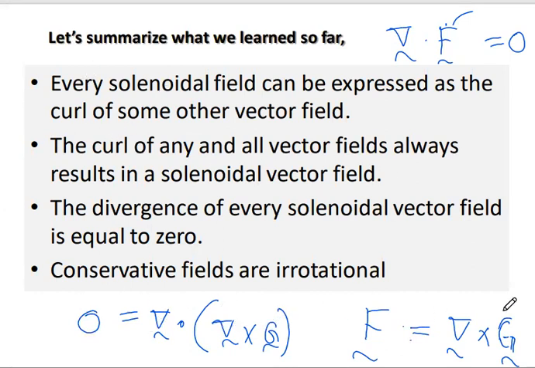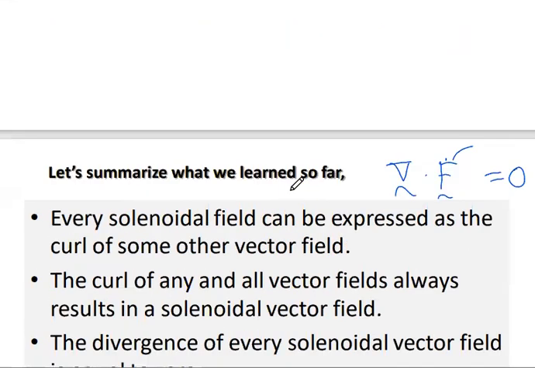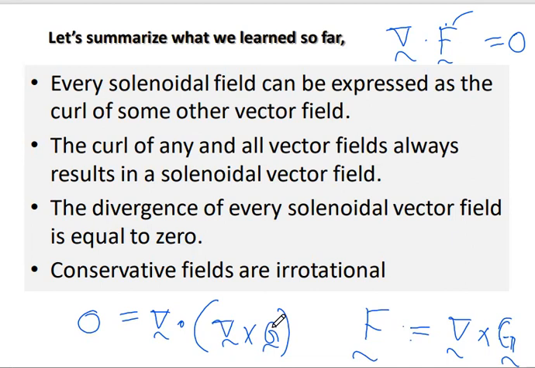If this is continuously differentiable, and curl of any vector field, because divergence of curl of any vector field is always zero. That's true. Divergence of every solenoidal vector field is zero. If a field is solenoidal, the divergence of that vector field is equal to zero everywhere.